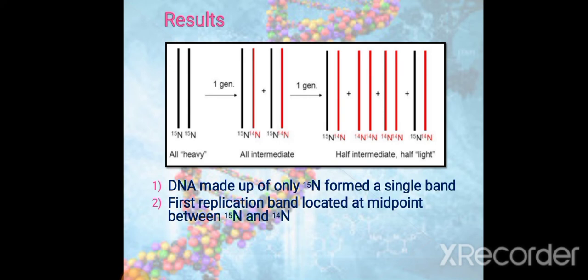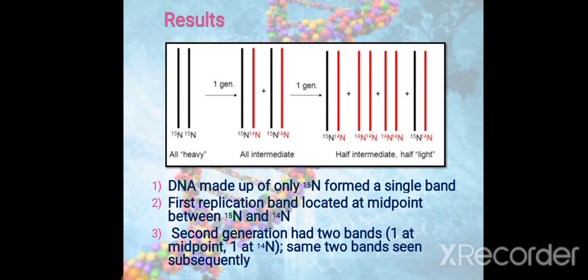Means if there is the presence of only N15, then we are getting only a single band. The first replication band is located at the midpoint between N15 and N14, and the second generation had two bands, the first at the midpoint and the other at N14, and the same two bands are observed subsequently.